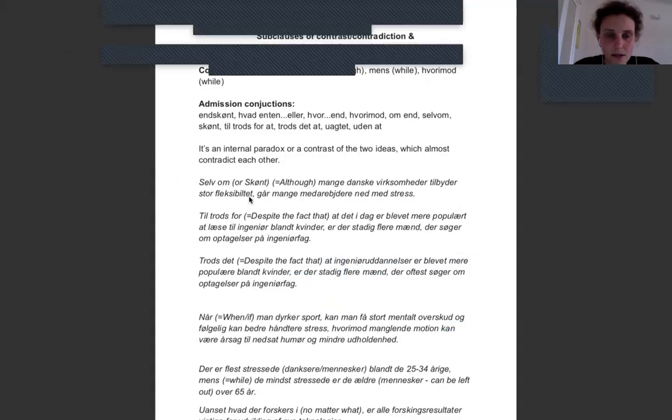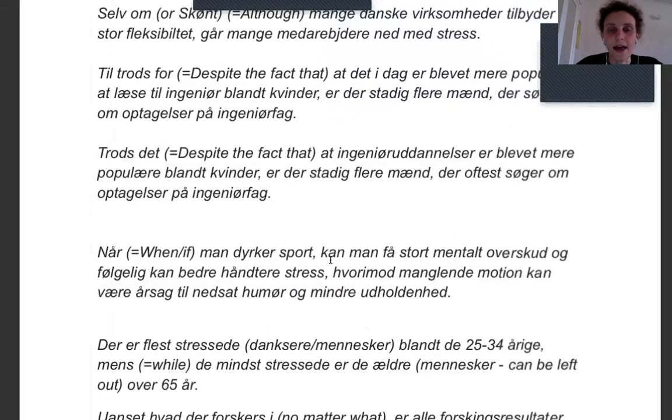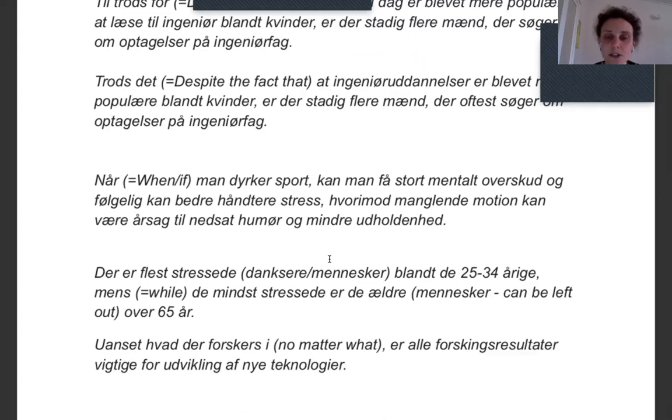Yes. The next conjunction here is uanset hvad, regardless of what or no matter what. Uanset hvad der forskes i, no matter what is being researched in, der forskes. Forskes here is the passive construction. Der is the subject. Conjunction, subject, then the verb, the subclause scenario, er verb, alle forskningsresultater vigtige for udvikling af nye teknologi. I invert the main clause because, according to scenario two, I have an inversion trigger here. If I rephrase, it would be: alle forskningsresultater er vigtige for udvikling af nye teknologi, uanset hvad der forskes i. I don't make inversion in the main clause, and the subclause remains the same.